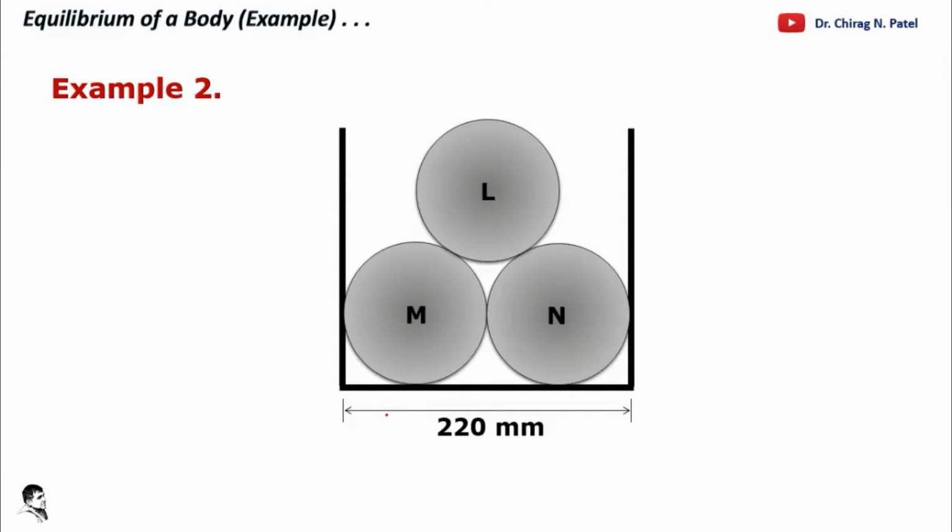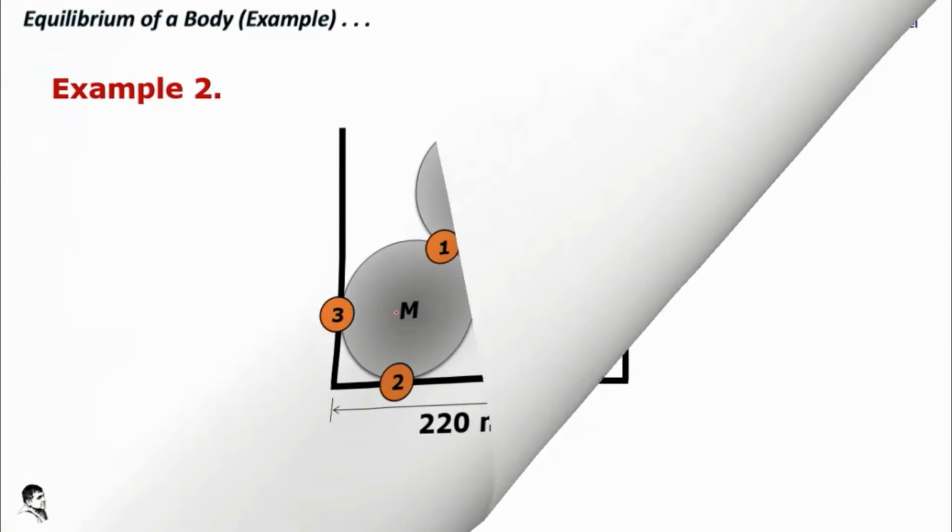So look at the figure completely. 220 mm is the size of this container, we can say, and L, M and N are the cylinders, available in this pattern. First we require to find out the force between L and M. Second is the reaction from the base, and third is the reaction from the wall on M.